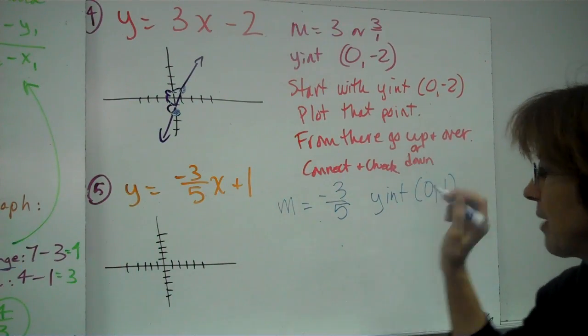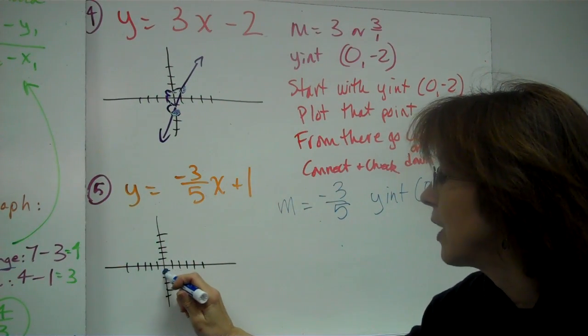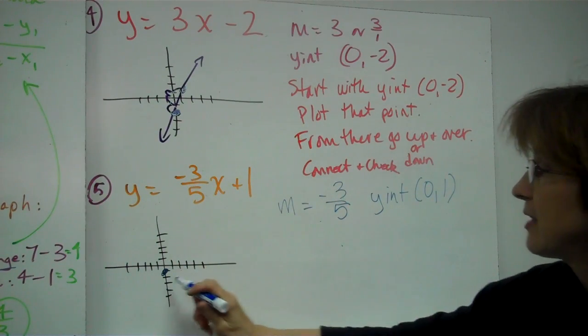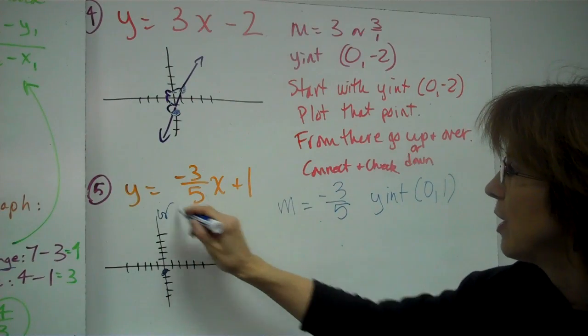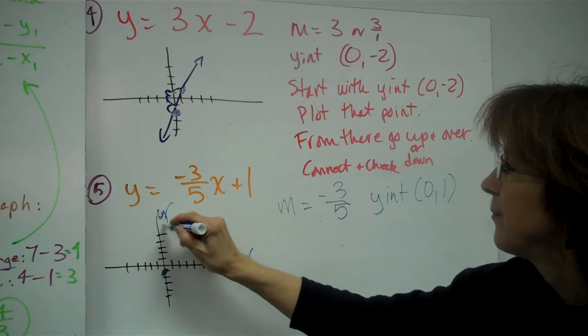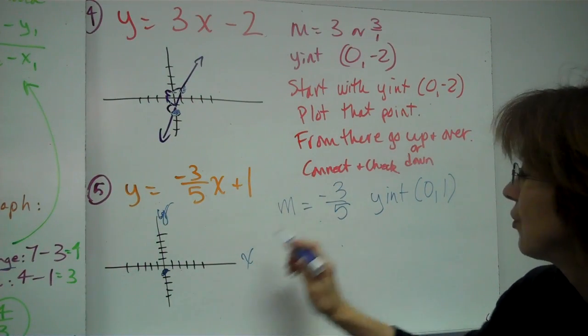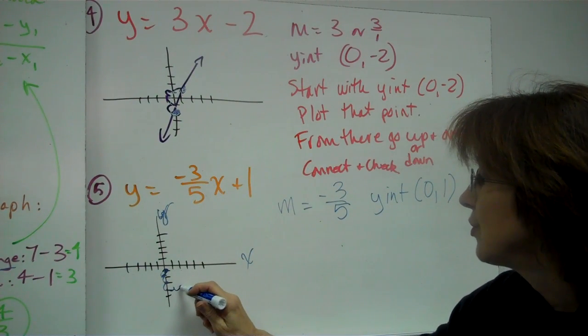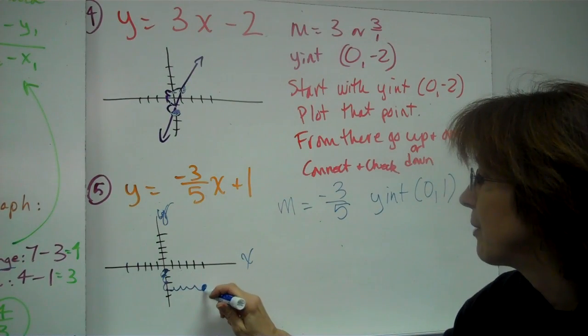All right, so first of all, I find that point. 0, 1 is right here on the y-axis. Make sure not to get confused. Don't put it on the x-axis. The y-intercept has to be on the y-axis. Remember, that's your y and that's your x. All right, so now I got that. So I got to go down 3, 1, 2, 3, and over 5. 1, 2, 3, 4, 5. And I put my point there.